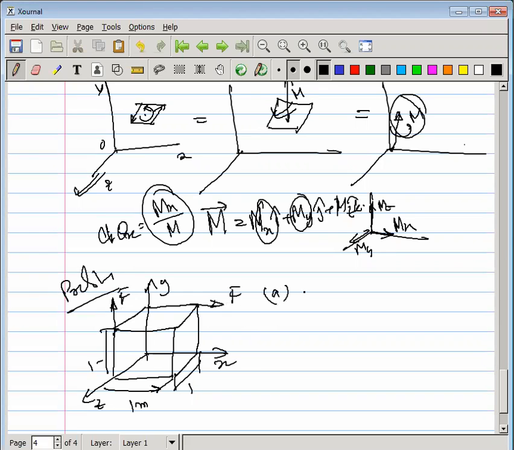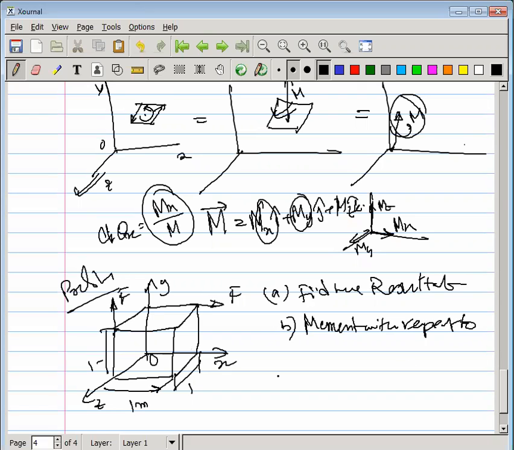So if it is said in the question, find the resultant moment with respect to the coordinate origin, that is, with respect to O. Suppose this is the case. So how can you find it?